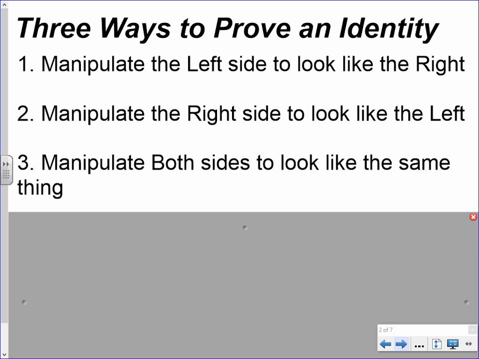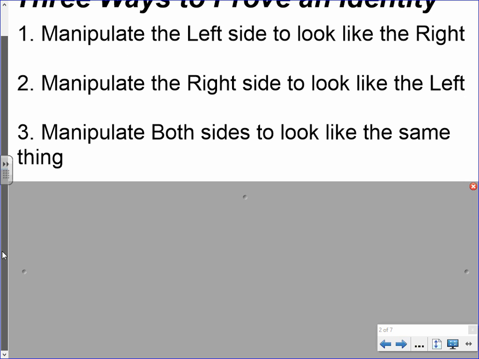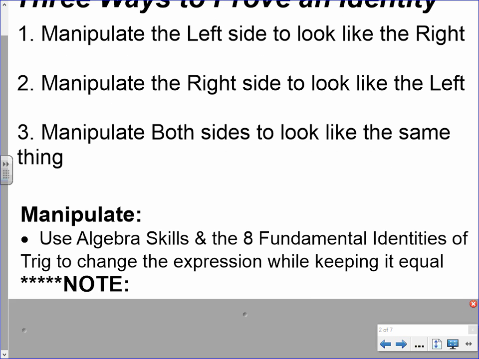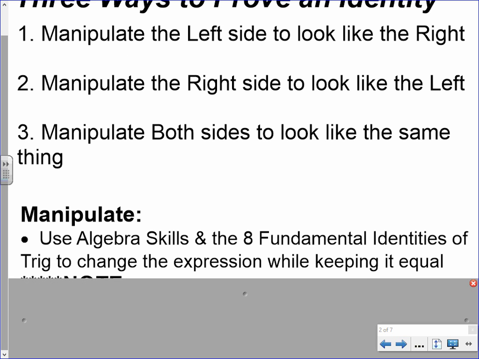Okay, now when I say manipulate, I do mean use algebra and the 8 fundamental identities, okay? Which is what we practiced in our homework this weekend.